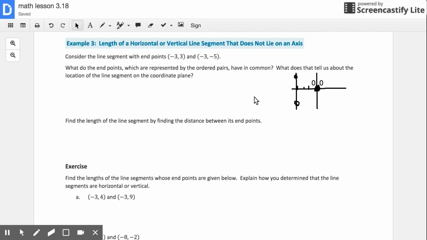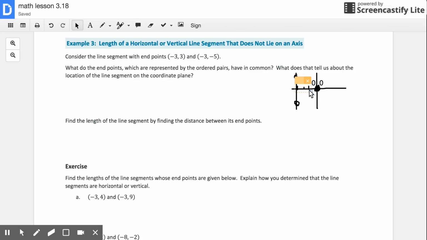For example 3, we're still looking at a line segment, a piece of a line or a length of a line that has a start and an end. And this one feels tricky because there's no 0 to help us out to let us know that it's lying right on the X or Y axis. But what these pairs have in common is that they both have an X coordinate of -3. That means they're both going to be 3 spaces to the left. But they're a different number of spaces up or down.